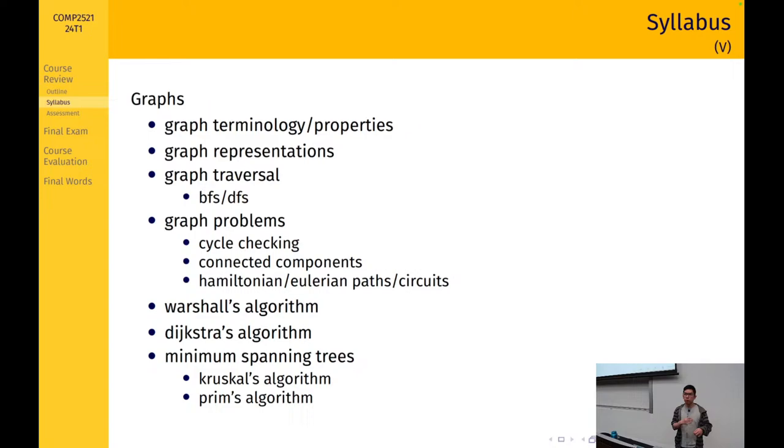So those three. And then we went on to look at graph traversal, because if you have a graph, the most common thing you might want to do on a graph is to search it, right? Find if there's a path, find if there's a cycle, whatever. So we looked at two different graph traversal methods, BFS, which is breadth first search, and DFS, depth first search.